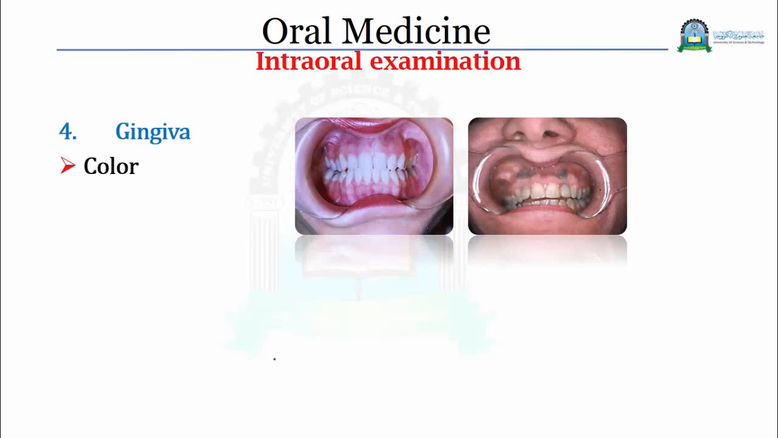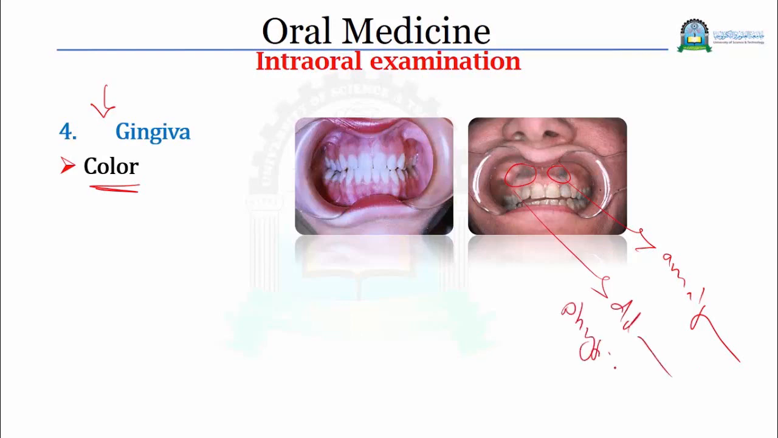After finishing examination of the ventral surface of the tongue and the floor of the mouth, we will move to the gingiva. We will inspect the gingiva for its color. If there is any pigmentation related to systemic causes or local causes, it might be due to amalgam restorations or whatever, and systemic causes might be due to Addison disease or might be physiological melanin pigmentation.